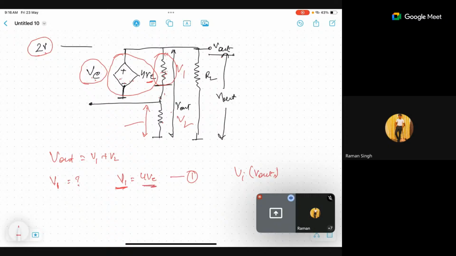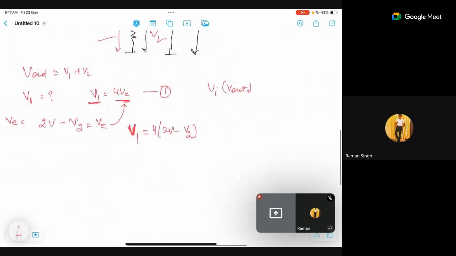Now you have to eliminate the VE. So VE, how do you calculate? 2 volts, this voltage, minus this point voltage is equal to the VE. So 2V minus V2 is equal to VE. Now can you put the value of VE in this one? So your equation is V1 is equal to 4 times 2V minus V2. So V1 is equal to 8 volts minus 4 V2.